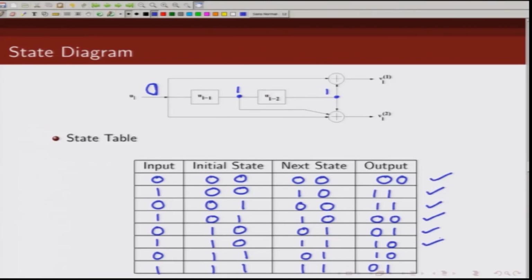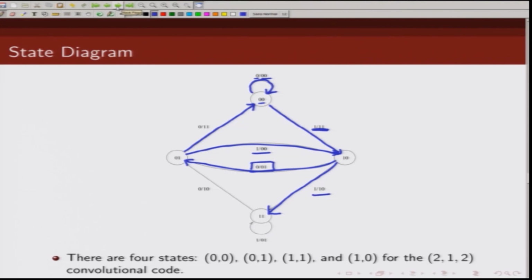And finally, when you are in state 1 1, if you receive a 0, you move to state 0 1 and output is 1 0. So, you are in state 1 1, you receive a 0, you move to state 0 1, input is 0, output is 1 0.